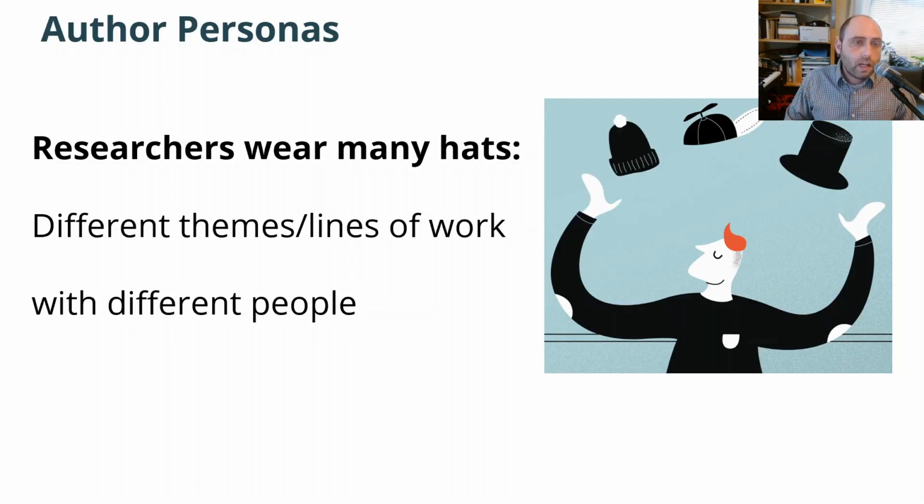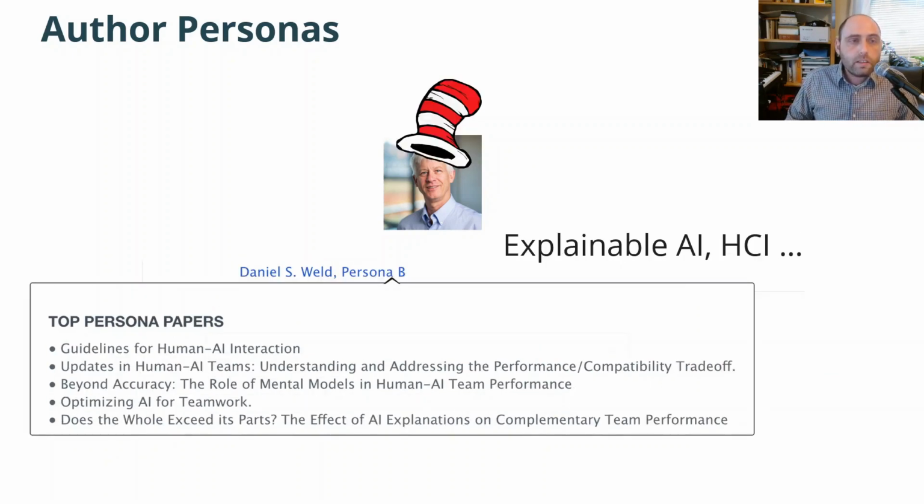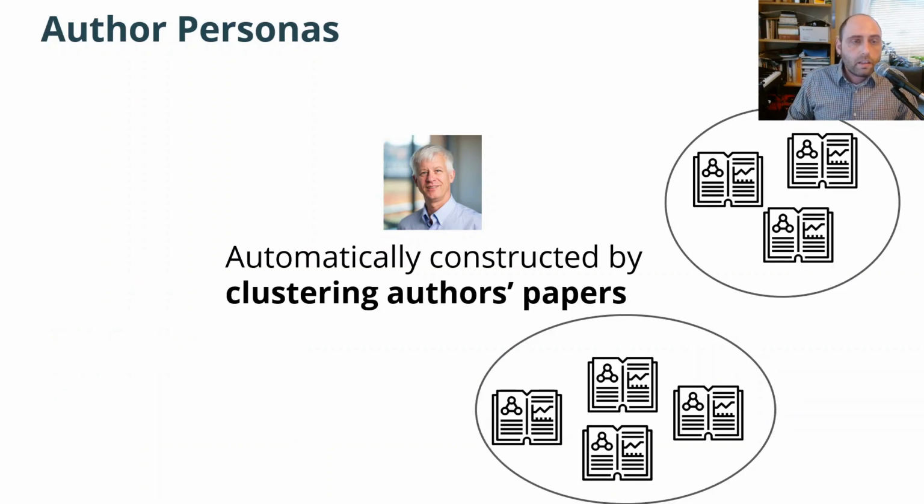An important structural observation we make is that researchers wear many hats. They have different themes or lines of work, working with different people, and we'd like to be able to capture these different personas. For example, one persona Dan has is around NLP and language models, while another persona is more related to explainable AI and HCI. These are two real personas we automatically extracted from Dan's papers, which we found by clustering Dan's papers into cohesive subsets around certain topics.